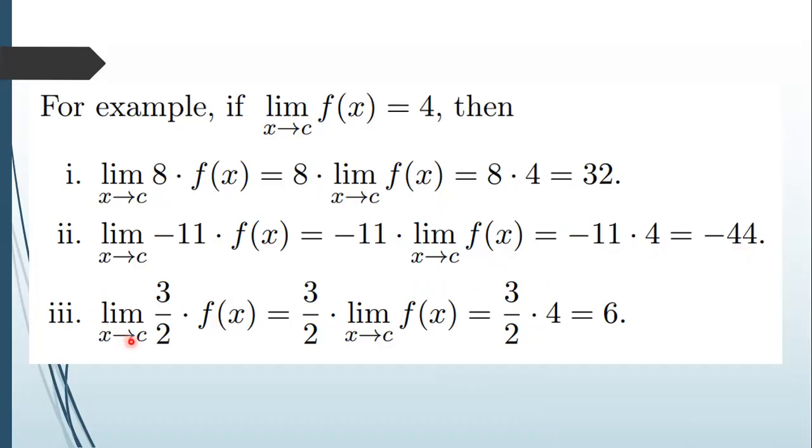For the third example, the limit of 3 over 2 times f of x as x approaches c is equal to 3 over 2 times the limit of f of x as x approaches c, and we substitute the value of our limit function, which is 4. That's equal to 3 over 2 times 4. 3 times 4, that's 12, divided by 2. The answer is 6.